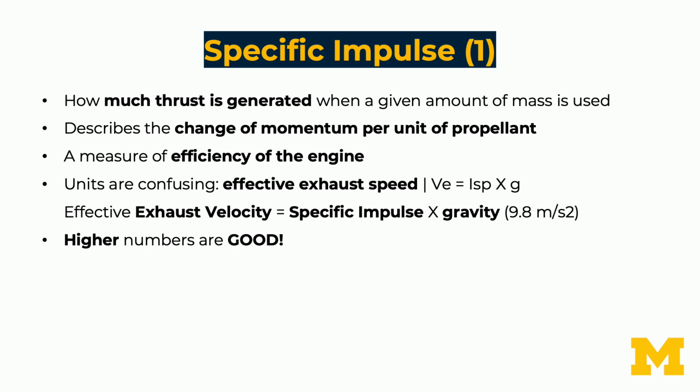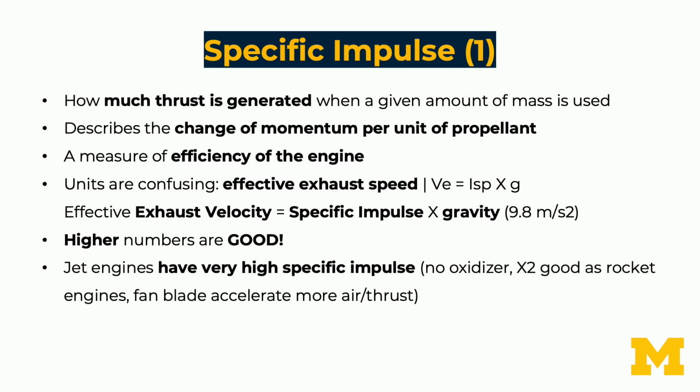Just like exhaust velocity numbers, higher is better, right? Because a higher exhaust velocity gives you a larger thrust for the same mass flow rate. High numbers are good for specific impulse. Jet engines actually have a very high specific impulse. And the reason for that is because they don't have to carry their own oxidizer. They bring in air from the surrounding atmosphere, which makes the engine, just as a start, at least 2 times as good as a rocket engine, because you're not carrying the oxidizer.